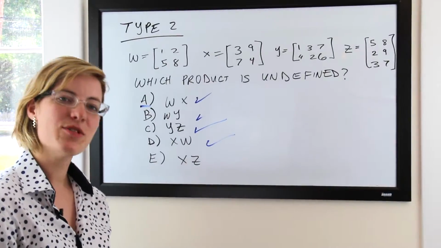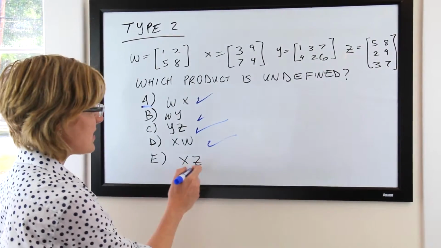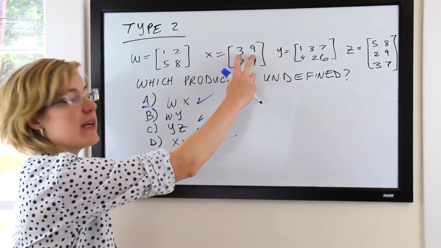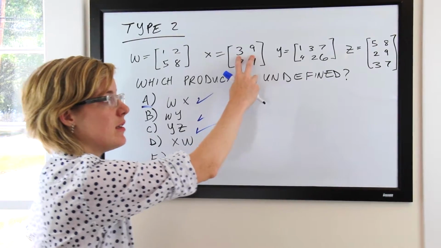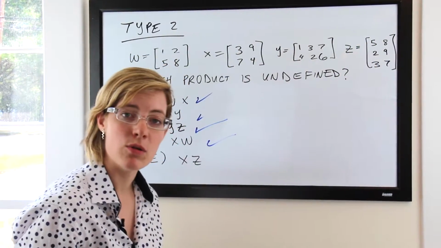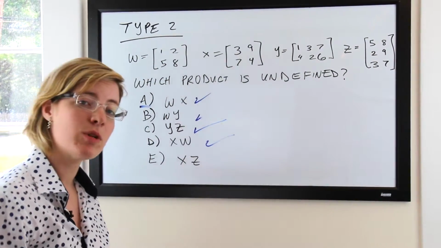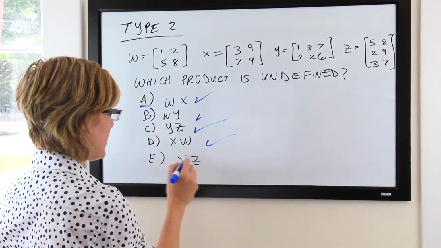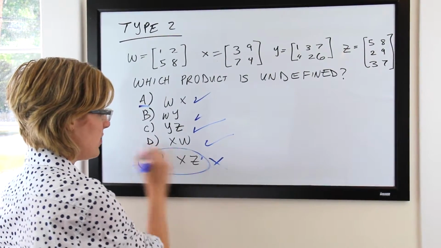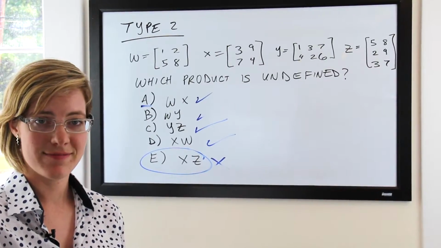All right, let's do the last answer choice. XZ. We note that we have 2 columns and 3 rows. We don't even have to do the multiplication to know this is not going to work. This is the answer choice.